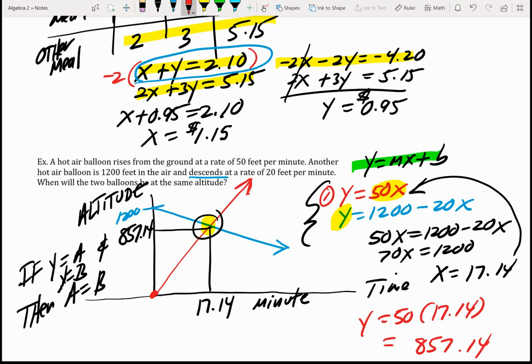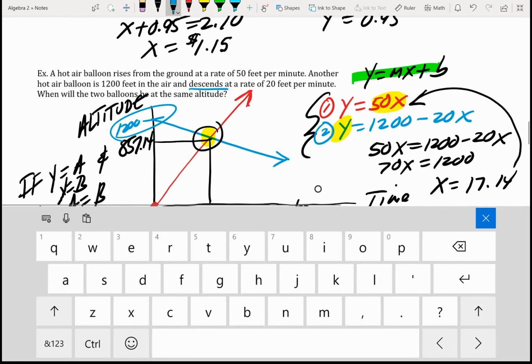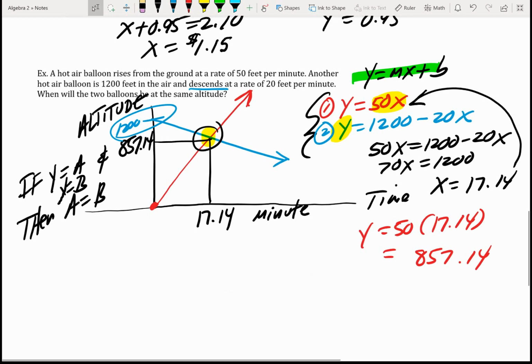The other equation, the other balloon, starts at 1,200 feet, but it descends, it falls. So my other equation is y is equal to 1,200, that's where I start, but it's falling 20 feet per minute. It's descending. All right, so those are my two equations. I have y is equal to 50x and y is equal to 1,200 minus 20x.